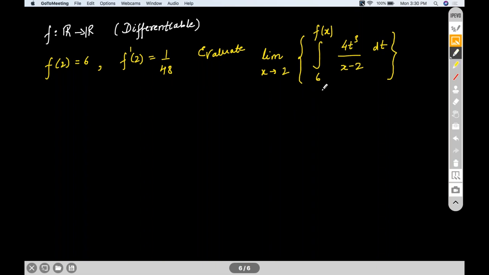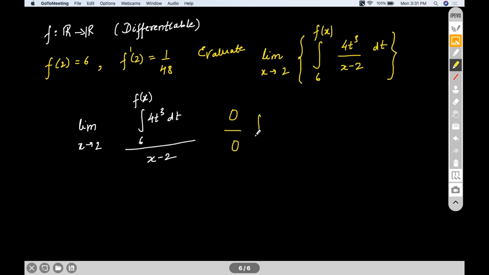Okay, guys, let's evaluate this. So basically, see here, you are integrating with respect to t, right? So x is just like a constant. So this entire expression, you could actually write it like this: limit x tending to 2, integration of 4t cubed dt from 6 to f of x, and you can treat it as if you're dividing the whole thing by x minus 2, correct? Because x minus 2 has no role to play since you are integrating with respect to t. Now, if you see this carefully, it is actually a 0 by 0 form of indeterminacy.